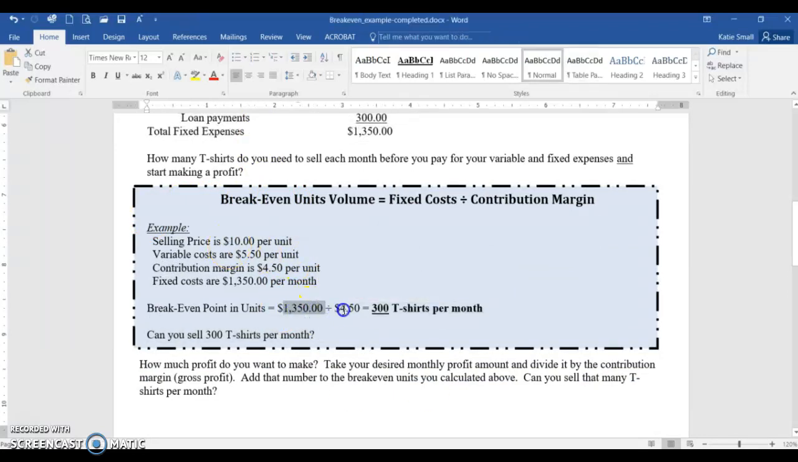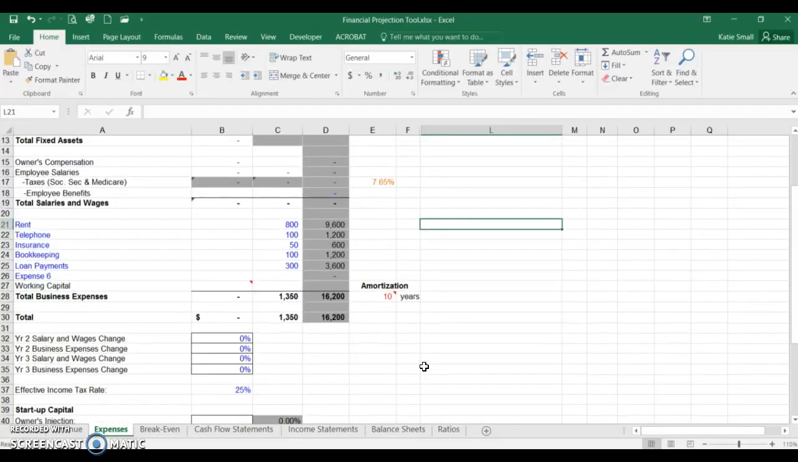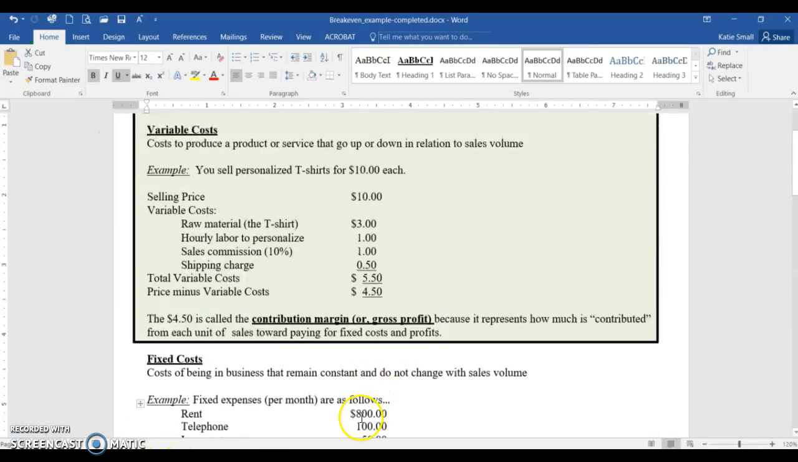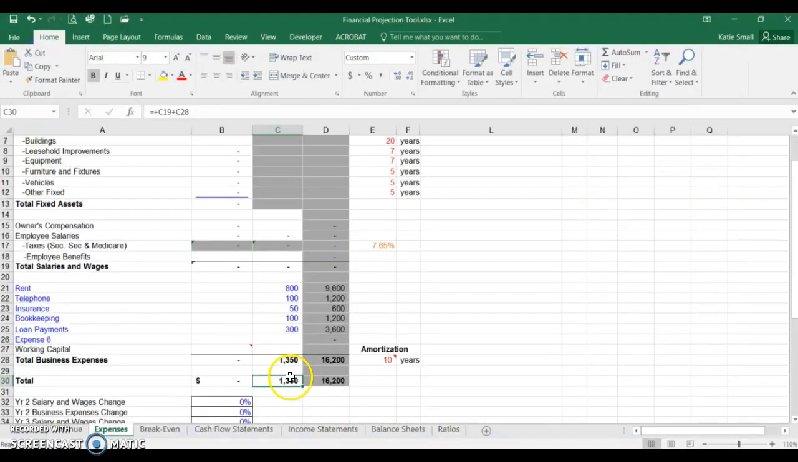All right, so if you continue with this example, you can see that we take the total monthly fixed cost divided by the gross profit margin. To get that, you need to sell 300 t-shirts per month to break even with this business. But what we're wanting to know is what month or what year are we going to break even. So with the information that I've inputted so far, notice that $1,350 is the same total that we got for the monthly expenses with the example here, that $1,350, but the spreadsheet automatically totaled it for us.